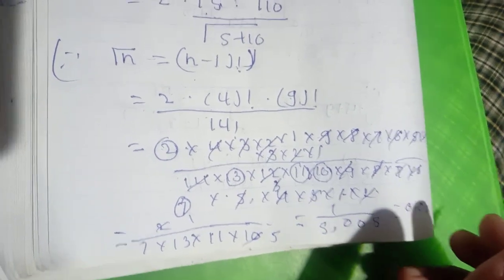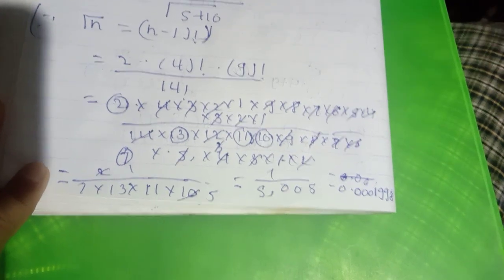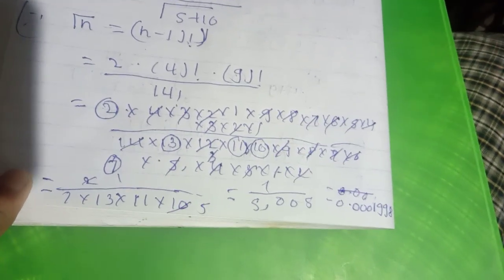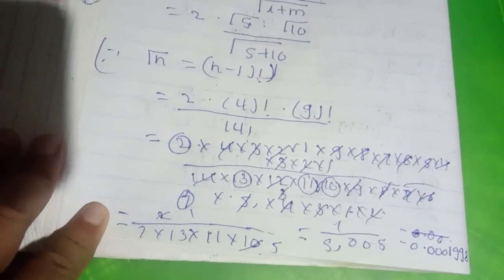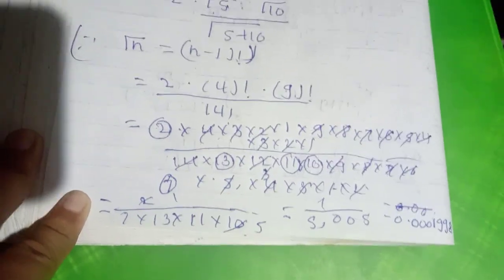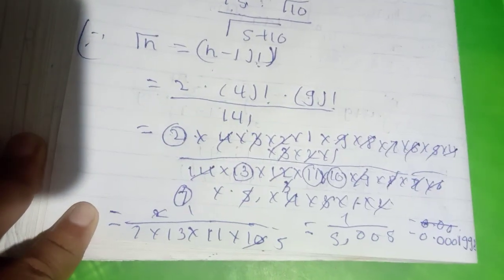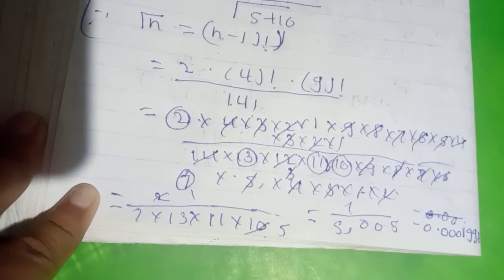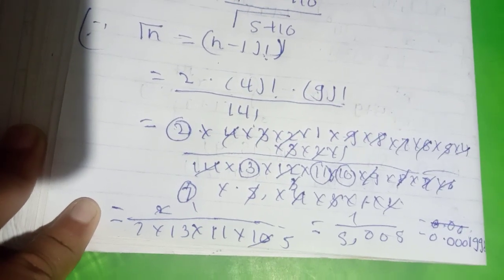So the value is 0.000198. Like this, we have to solve the problem using the formula. There are so many problems in this chapter, and we will also give some problems in the next lecture.